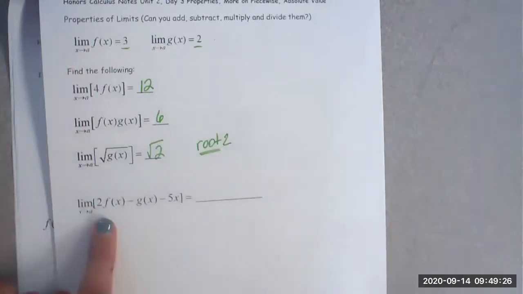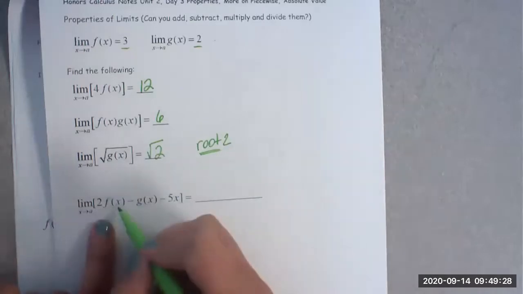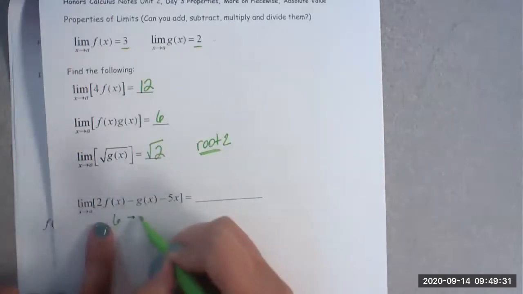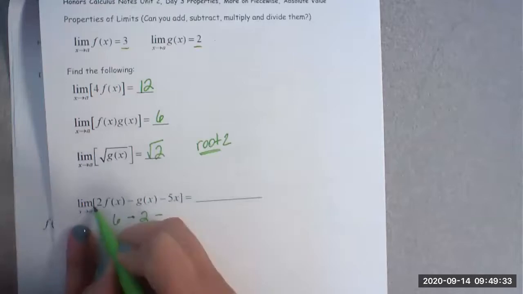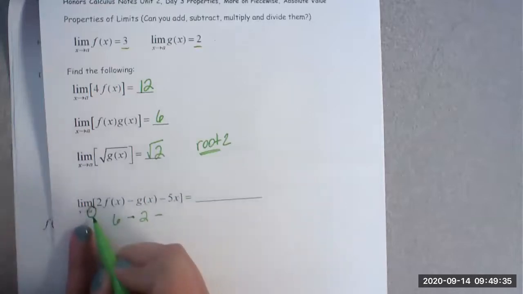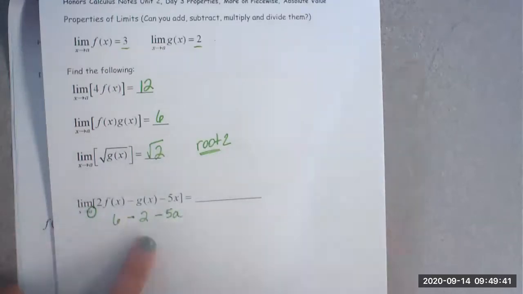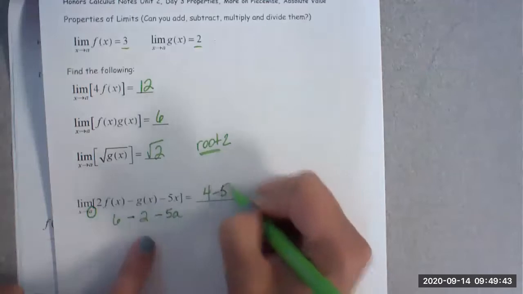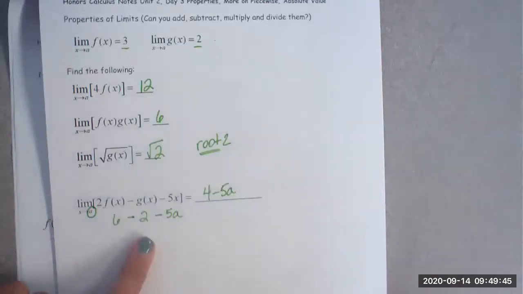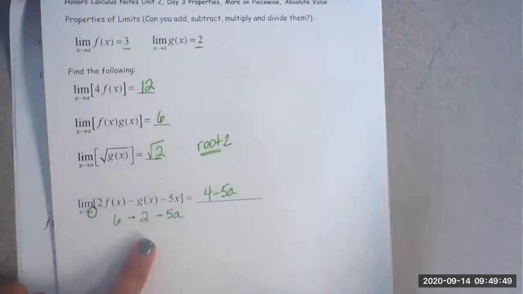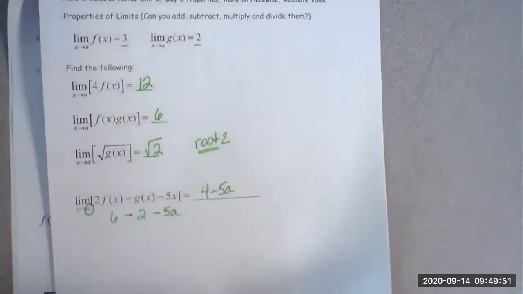All right, this one right here. You're going to go 2 times f of x, so that's just 6. G of x is 2. We do have to substitute whatever's right here. Remember, when you're finding a limit, you plug it in for x. So you have to put an a right there. Don't leave it as an x. So it's just 4 minus 5a. Okay, so these are super easy. Questions on any of those? No good?